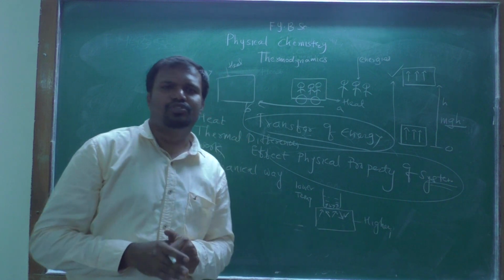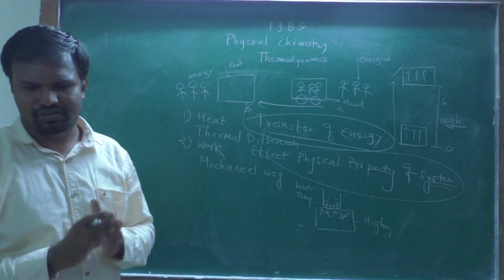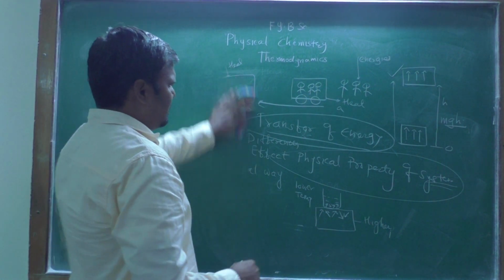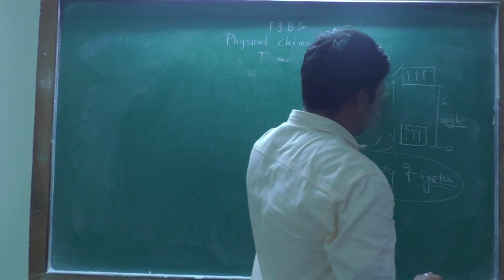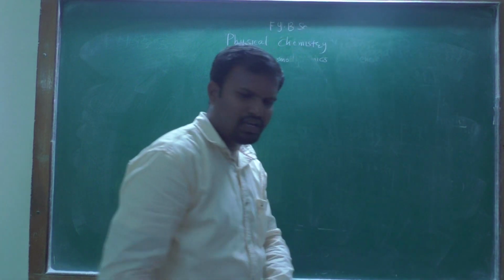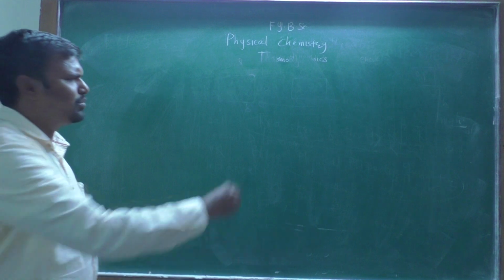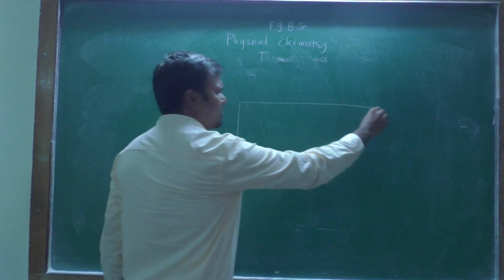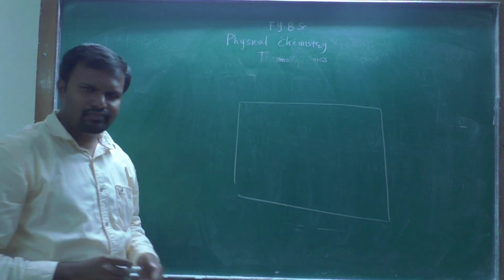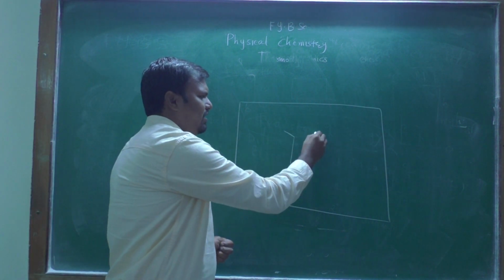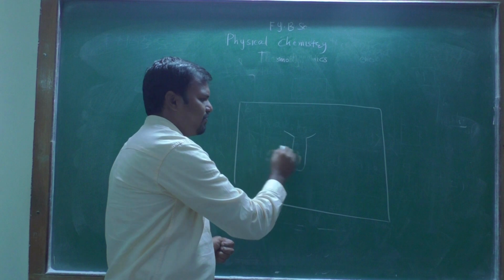What is the meaning of systems? The next point: the meaning of systems. The universe is divided into two parts. Suppose this is the universe, and one of the chemical reactions we carried out in a test tube.